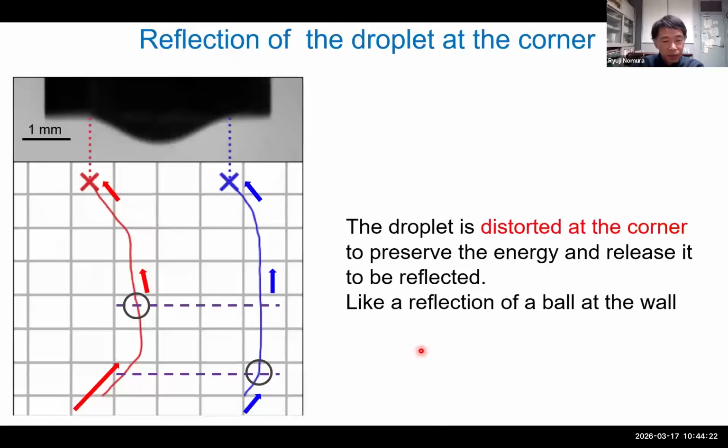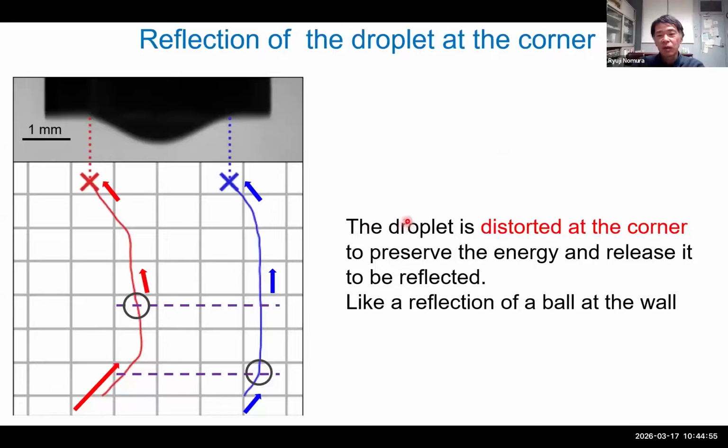Okay, let me stop. So around here, the right edge reached the corner and it stopped moving at this time. But the left edge is still moving. That means that the droplet is distorted when it reaches the corner. Around here, the left edge starts to move, but the right edge is not moving at this time. So this is the release of the distortion.